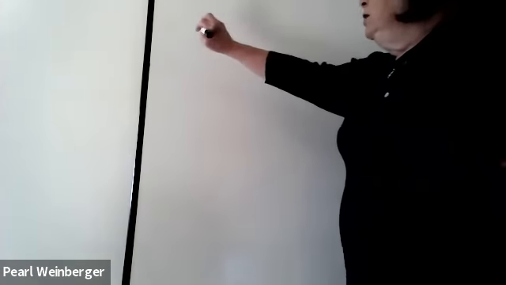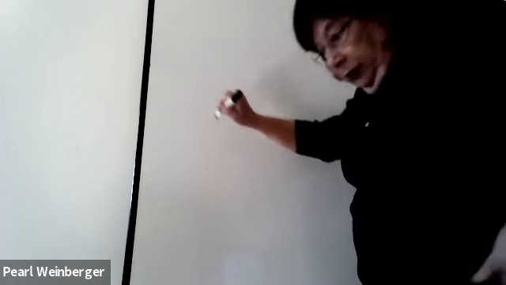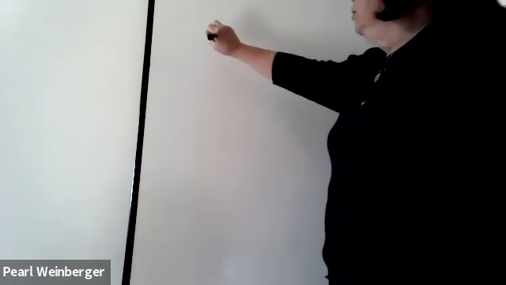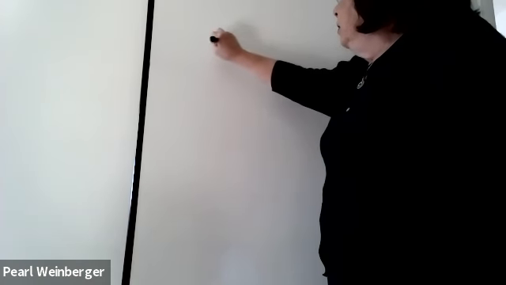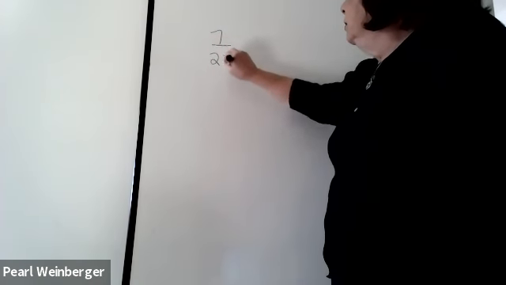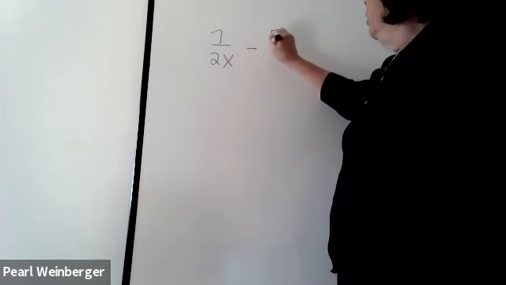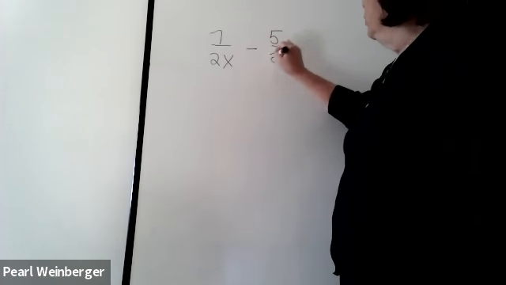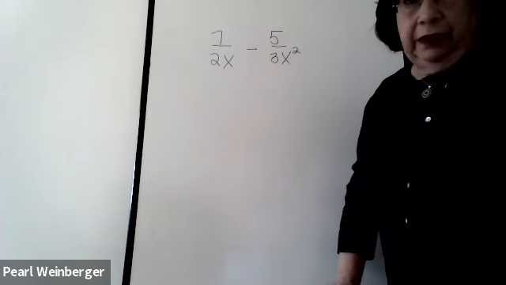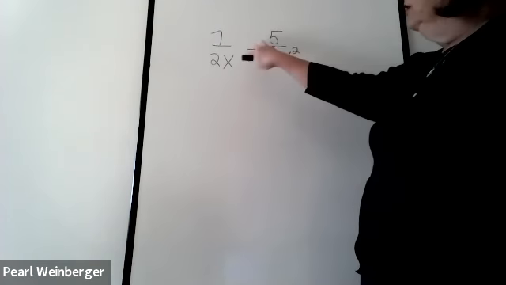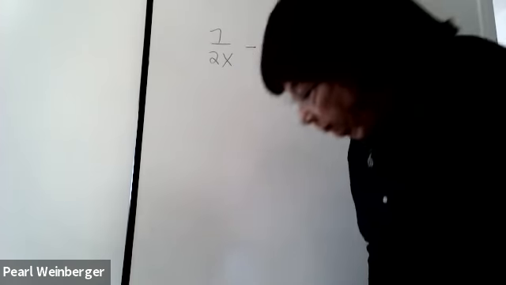So as a reminder of what we were doing last time, I'd like you to do this problem. Suppose I gave you 7 over 2x minus 5 over 3x squared. And I asked you to combine these two fractions. Actually, we're subtracting. I'm going to give you a couple minutes to try it.